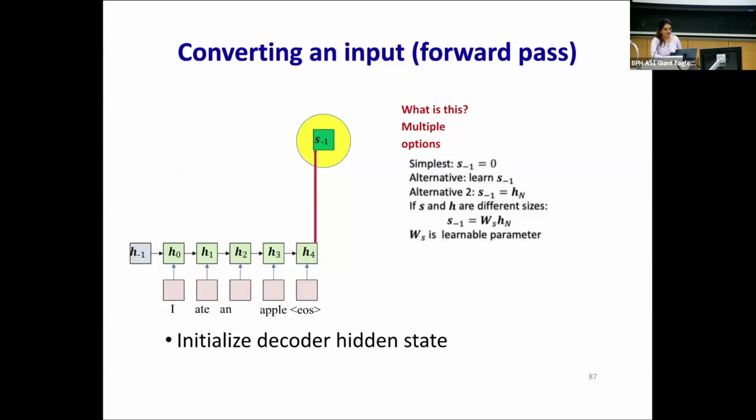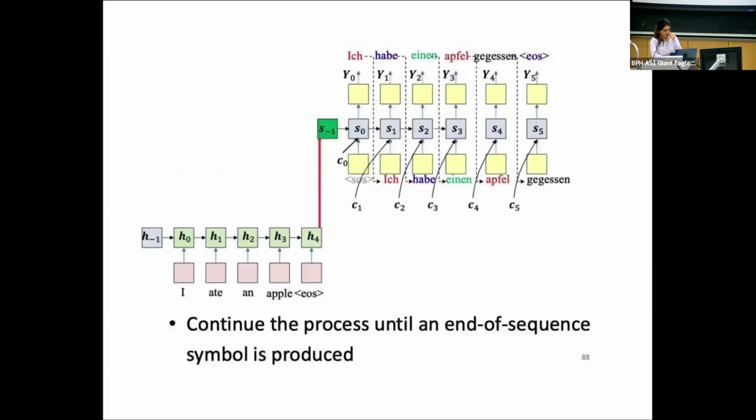So S of -1 now will be my weight times the last encoder's hidden output. Once we have the initial state S of -1, we get the weighted combination of H and S, and then we compute the context. This context is fed along with the previous prediction from the decoder, which can be used for predicting the current word at this current time step. And this process continues until we reach the end of sequence symbol.